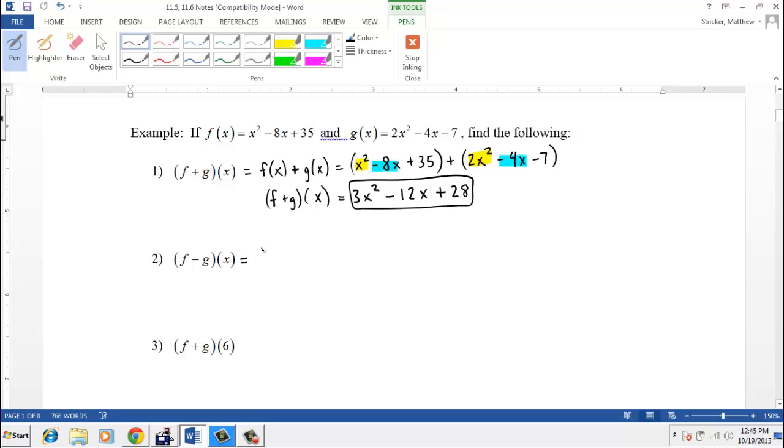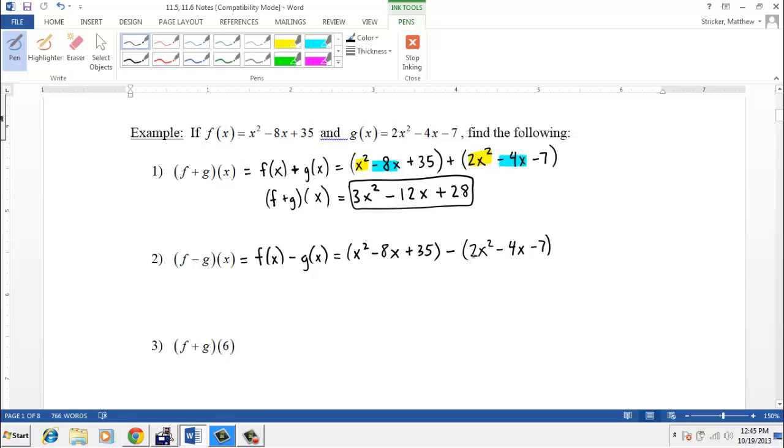And then we could subtract. This notation is f of x minus g of x, which is almost the exact same thing. It's x squared minus 8x plus 35, but instead of a plus here, we are going to be subtracting away 2x squared minus 4x minus 7. Now what do you think we're going to do next? What are we going to do with this minus? If you said distribute it, you're correct.